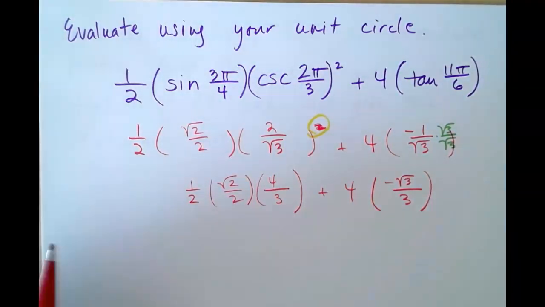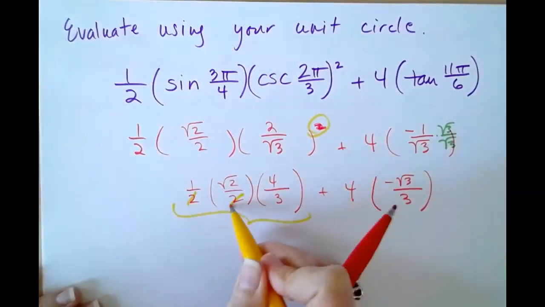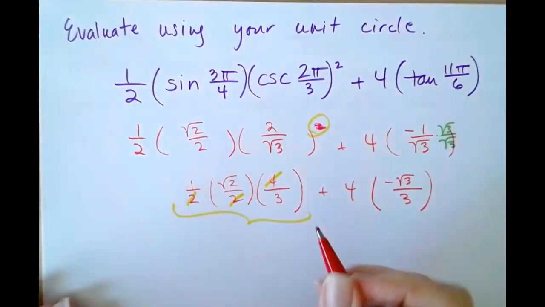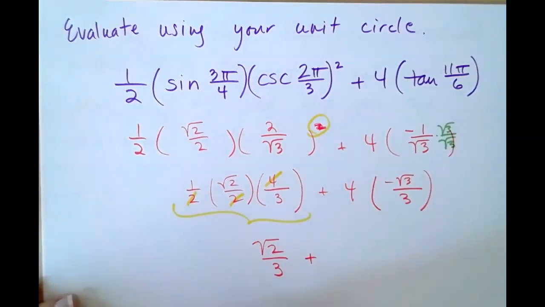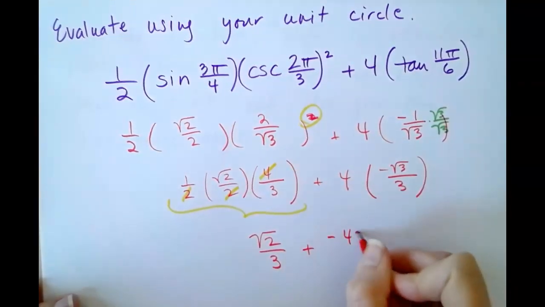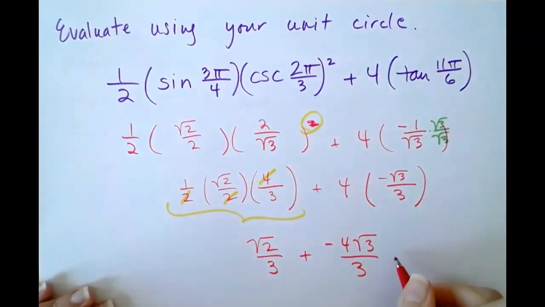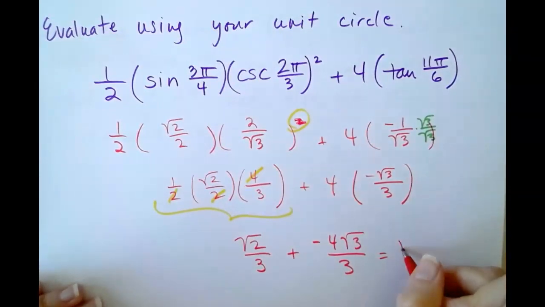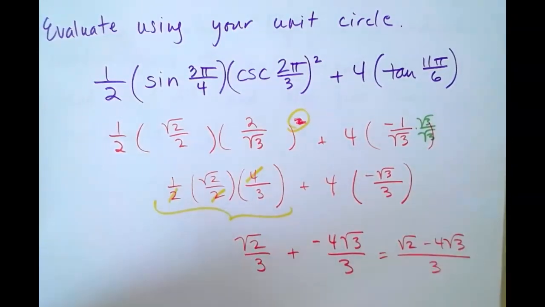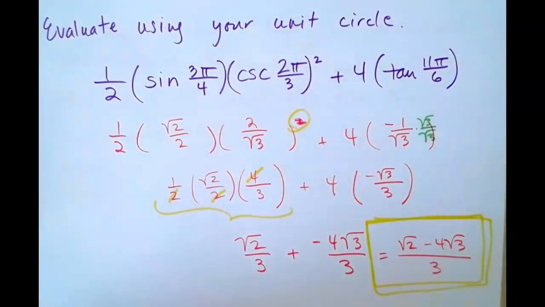I'm trying to see if I'm going to have a common denominator, which it looks like I am. So, okay, on the left-hand term here, 2 times 2 is 4. So it cancels with a 4 on the top, and we are down to root 2 over 3 plus negative 4 root 3 over 3, and there you go, we got a common denominator. So we are going to simplify just by writing it as a single sum, root 2 minus 4 root 3, all over 3. That is the simplified exact answer.